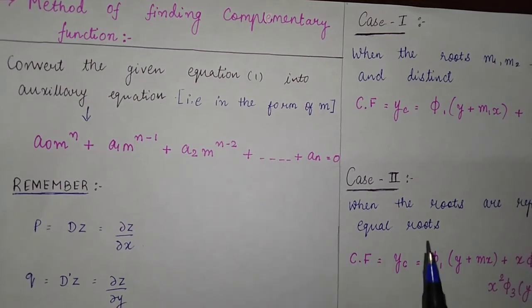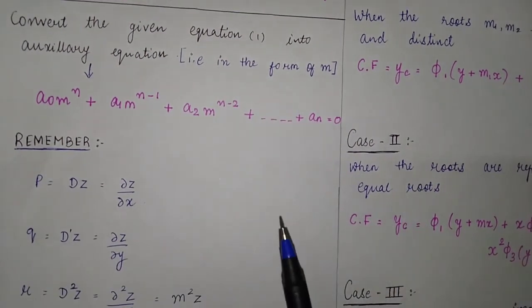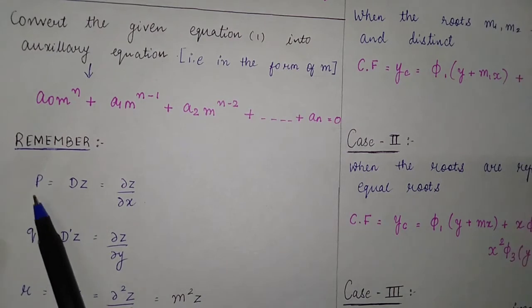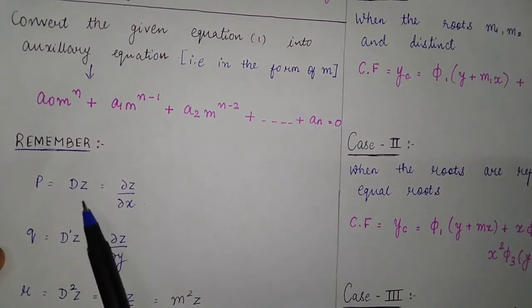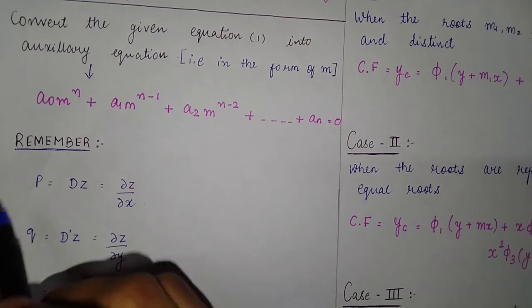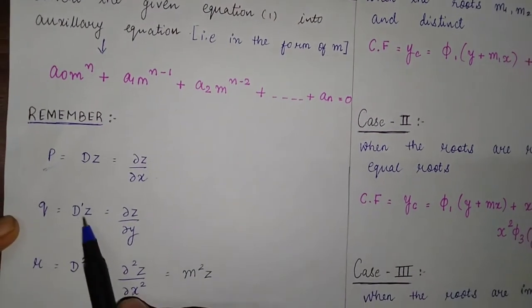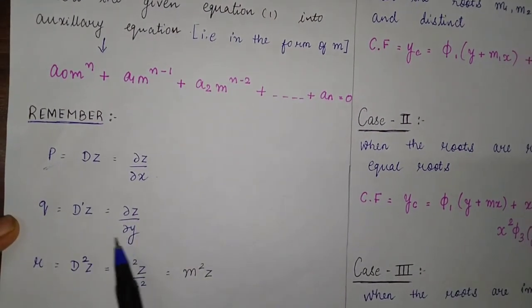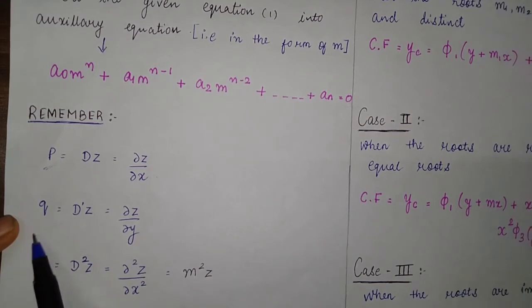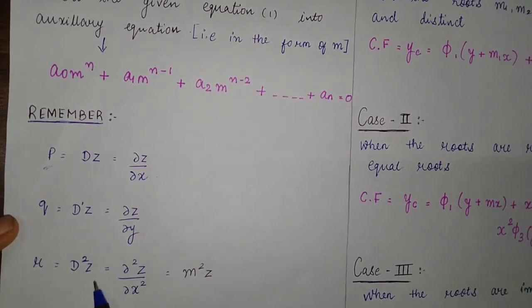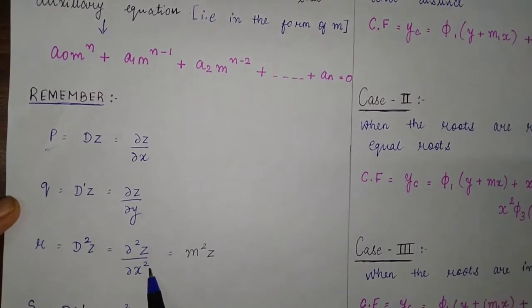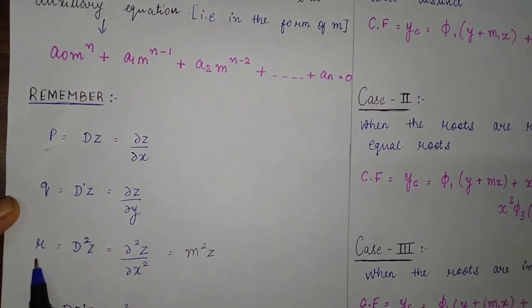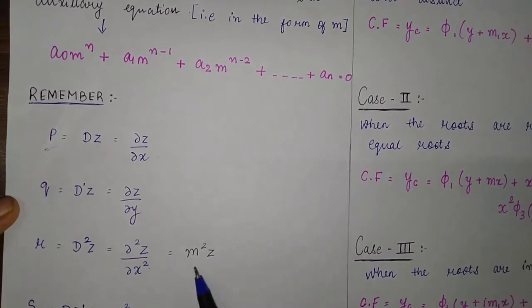Okay. So now before doing the examples, you have to remember all these cases and formulas. That is, capital Dz is equal to del z by del x, and it is denoted by p. D dash z is del z by del y, and it is denoted by q. D squared z is del squared z by del x squared and denoted by r. Again, in place of D squared you have to write m, so it is m squared z.